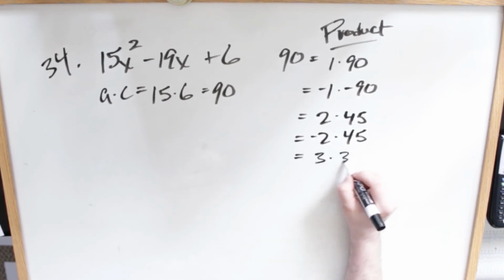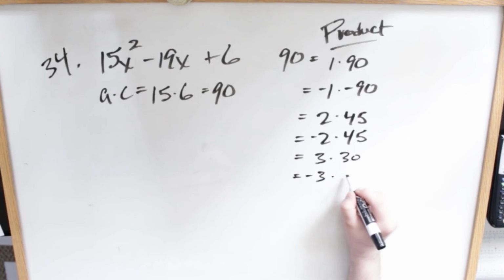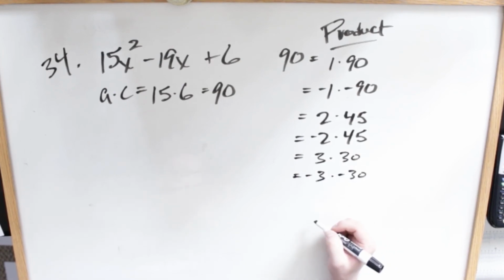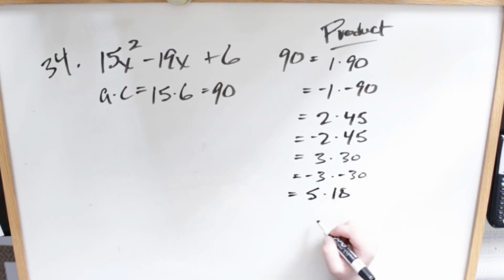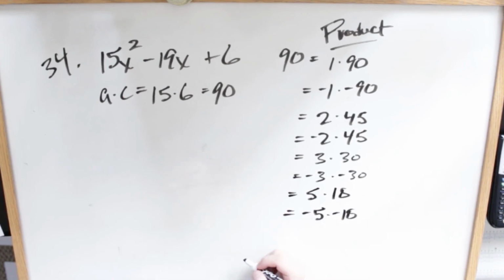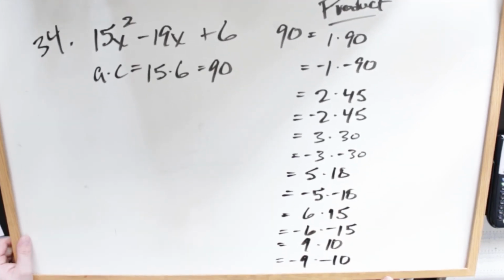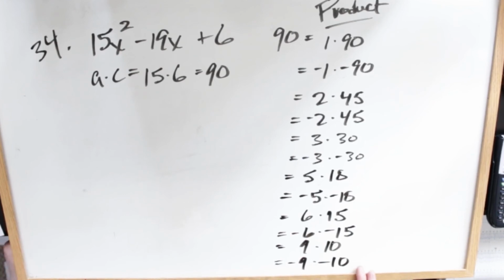3 times 30. Negative 3 times negative 30. 5 times 18. Negative 5 times negative 18. It's crazy, right? There's a lot of these. This is equal to 6 times 15. Negative 6 times negative 15. 9 times 10. And negative 9 times negative 10. Whew, just enough space. Oh no. You can't see the bottom. There you go. All right, so let's add all of these up.